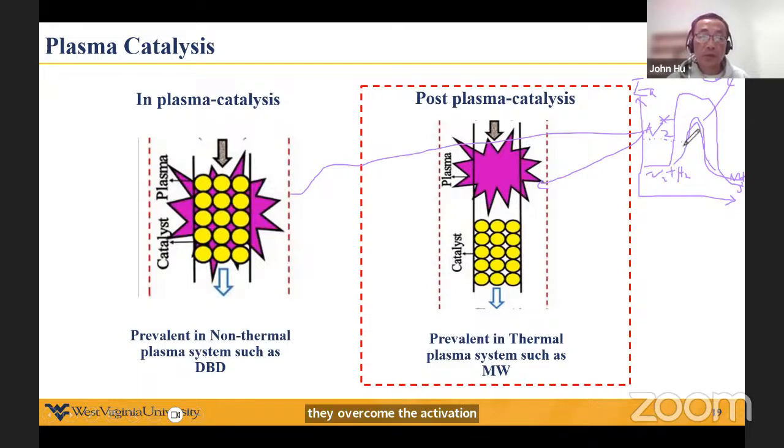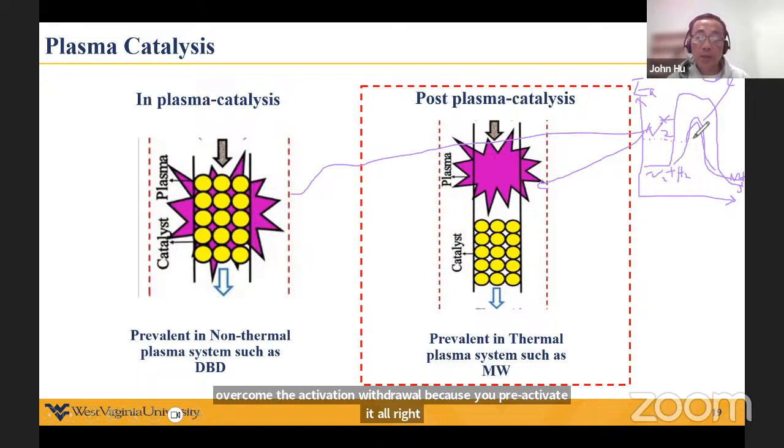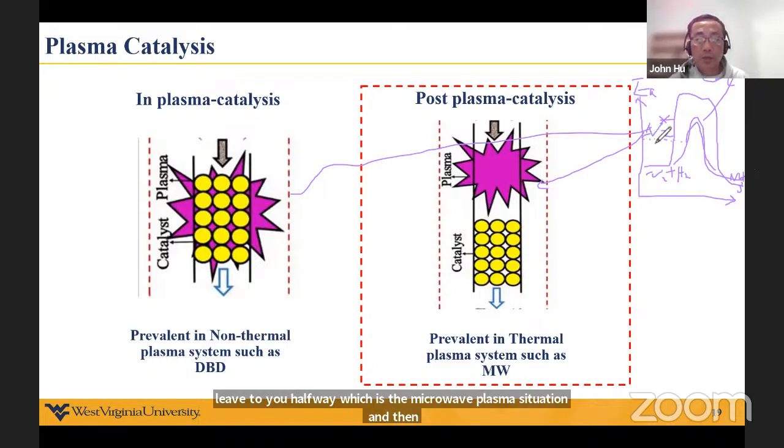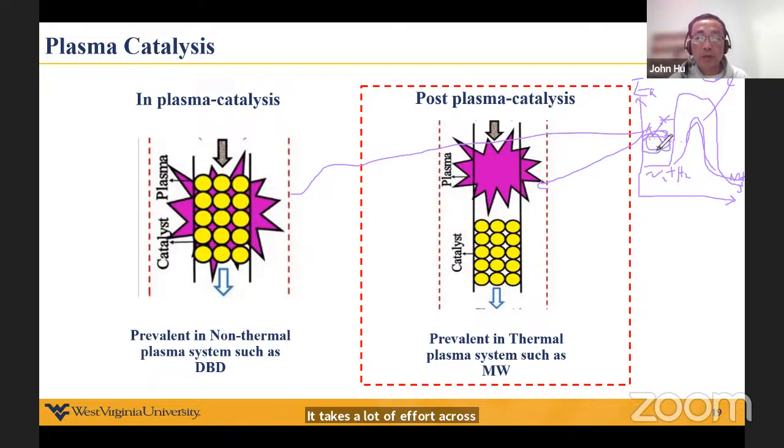So even with the catalyst, you don't have to climb the whole mountain peak. You just climb halfway. It's like climbing a mountain. Remember the story I told you? Everybody starts from the bottom of the mountain. But if you have a helicopter to lift you halfway, which is the microwave plasma situation, it takes less effort to cross. So this is like a helicopter taking you halfway up a mountain, then you cross. Make sense?